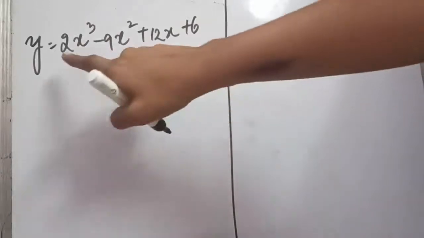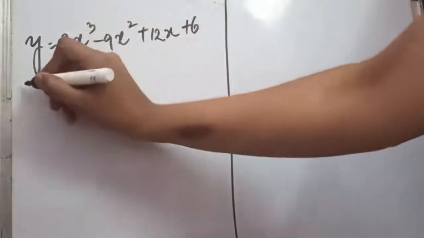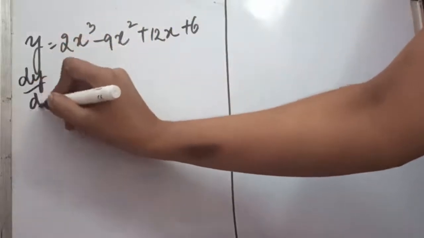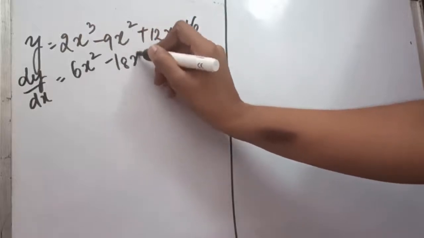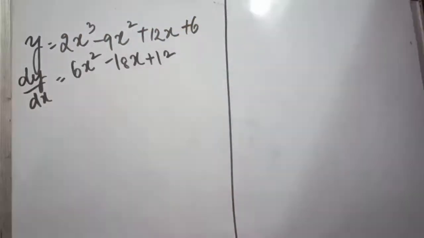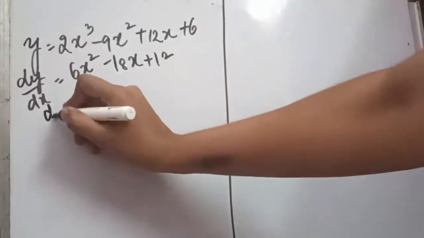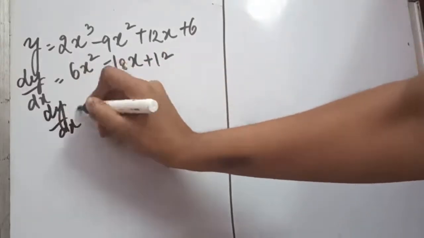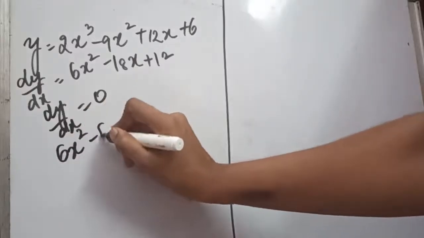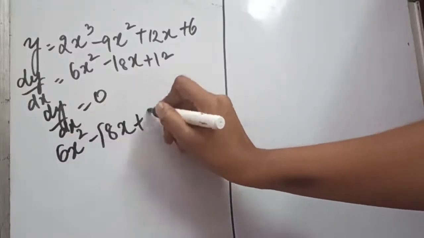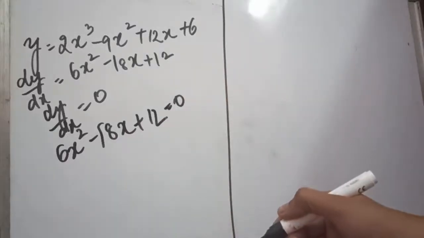So here, first of all, the first step: keep this function equal to y. Second step is to calculate the derivative. So the derivative is 6x² − 18x + 12. The third step is putting this derivative equal to 0. So dy/dx will be kept equal to 0. Let us put that equal to 0 and calculate the values of x.